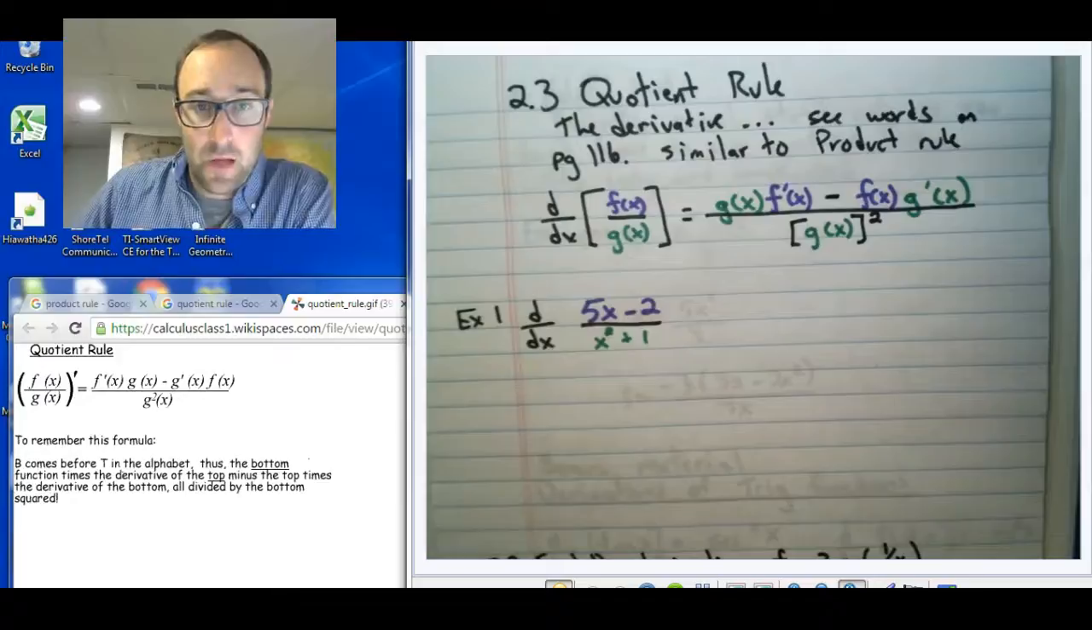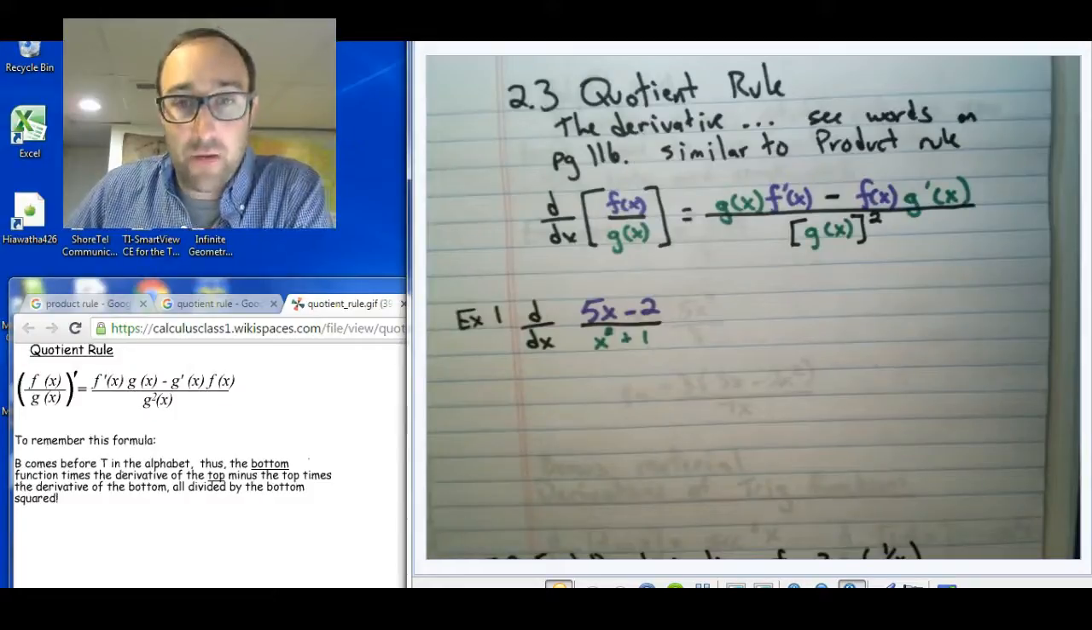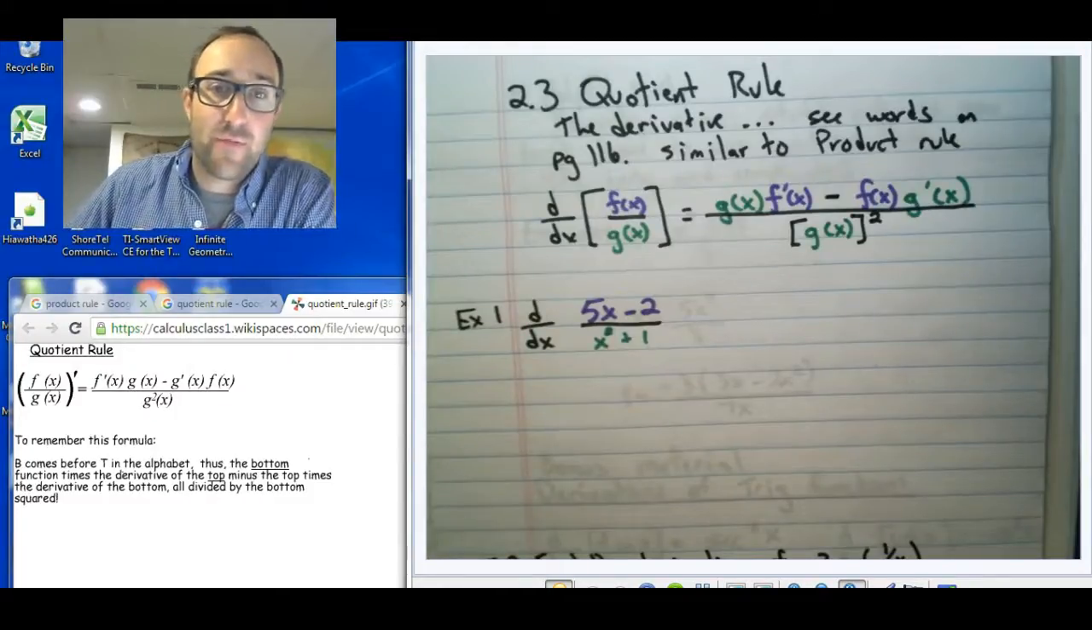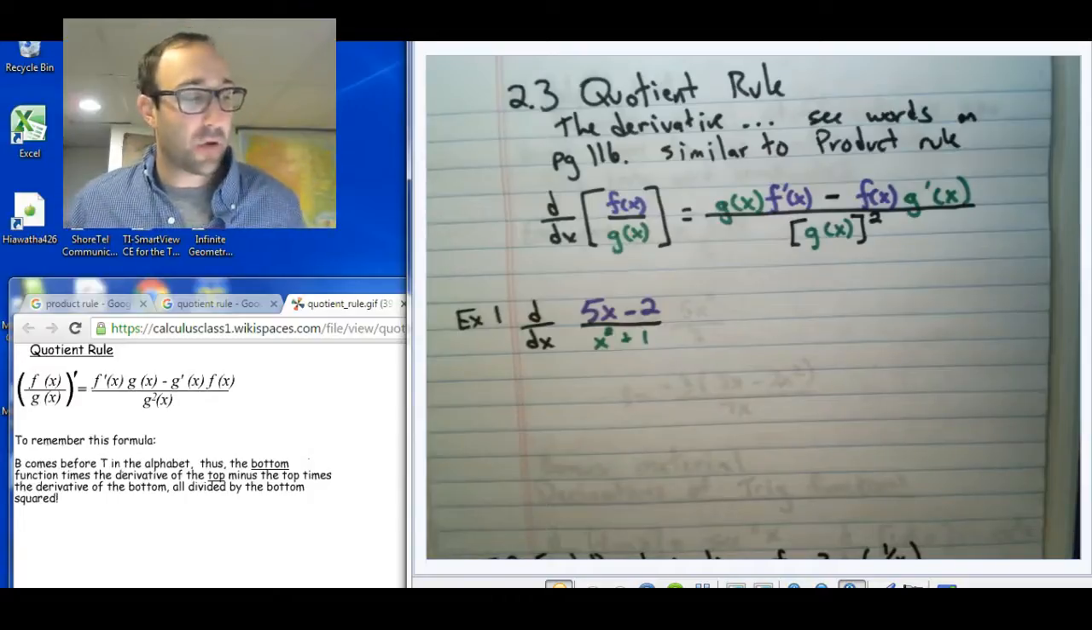To remember this formula, here's some helpful hints. B comes before t in the alphabet, thus the bottom function times the derivative of the top, minus the top times the derivative of the bottom, all divided by the bottom squared. Something that will hopefully help you remember this.